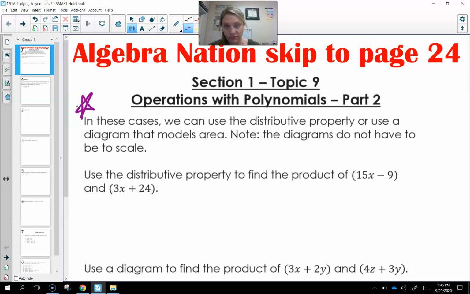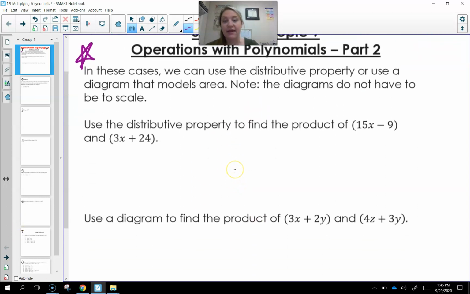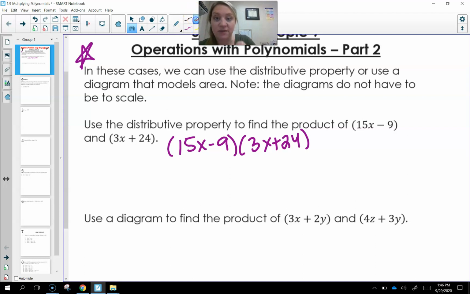Okay, so starting off here, I'm going to use the distributive property to find the product of 15x minus 9 and 3x plus 24. So remember, product means to multiply. So we're going to do 15x minus 9 and 3x plus 24. So we're going to distribute. I'm going to distribute my 15x to both pieces of my second parentheses. Some teachers call this FOIL. It only works when it's a 2 and 2. I'm just going to say distribution.